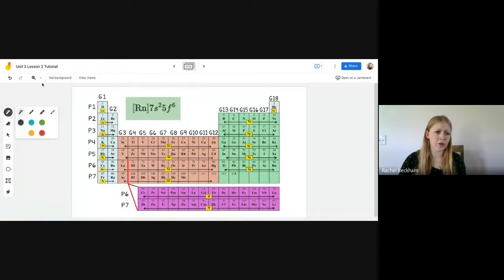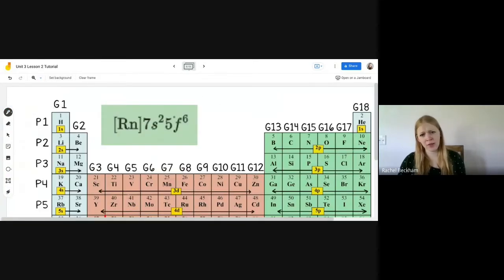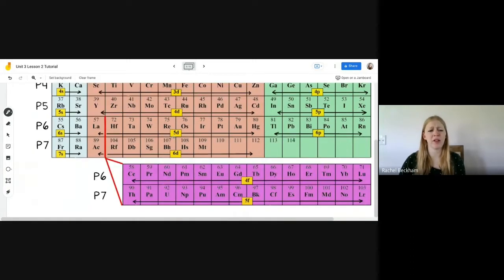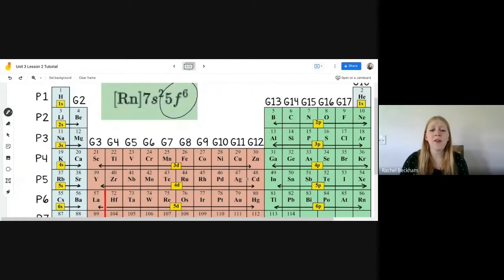Now let's look at the next one here. This is a good example too. So what does this one end on? It ends on 5F6. So where is the F block? The F block is down here. So if you notice, even though this is on the 7th period, it's energy level 5. So just like the D block, the F block is kind of off kilter. It actually goes down by 2, right? So on the 7th period, it's energy level 5. And on the 6th period, it's energy level 4.